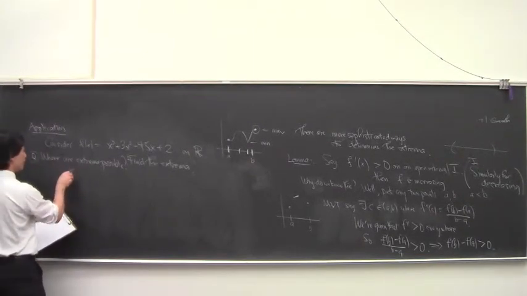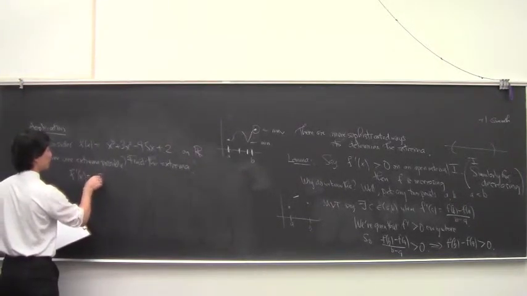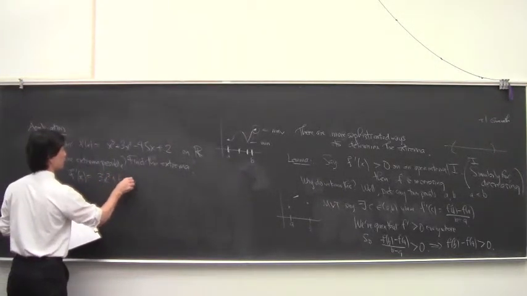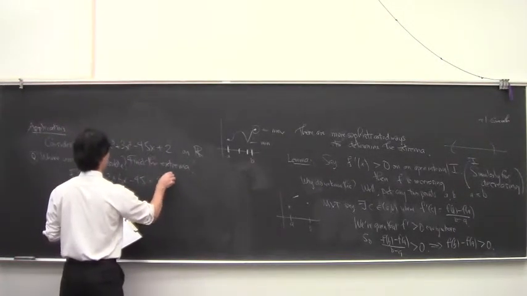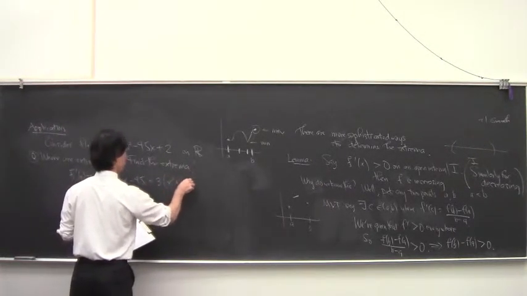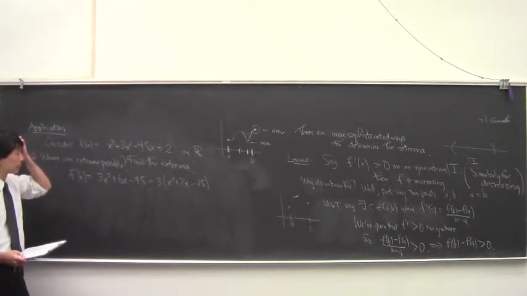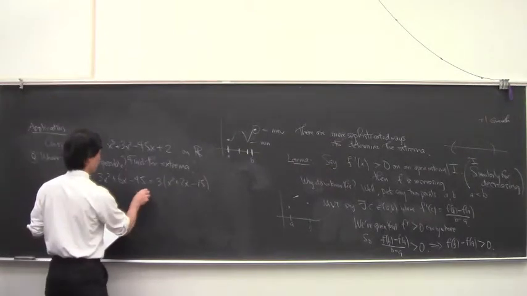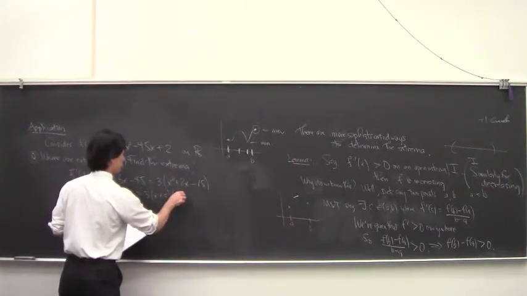So just evaluate f prime. It's going to be 3x squared plus 6x minus 45. That's 3 times (x squared plus 2x minus 15). That's 3 times (x plus 5) times (x minus 3).